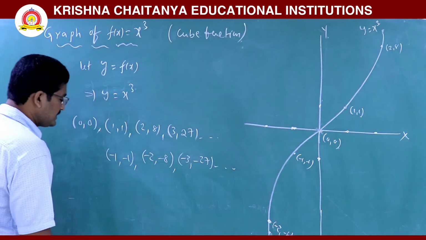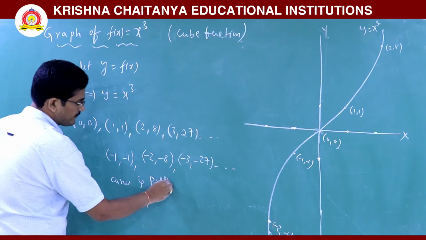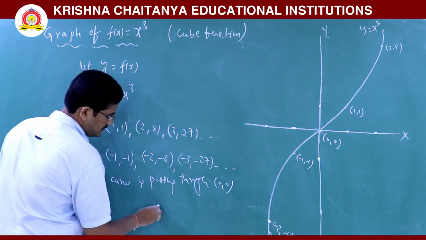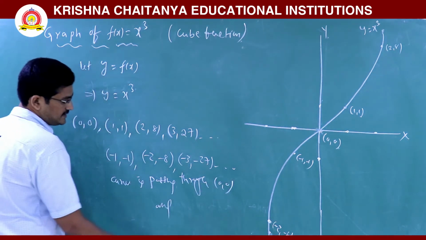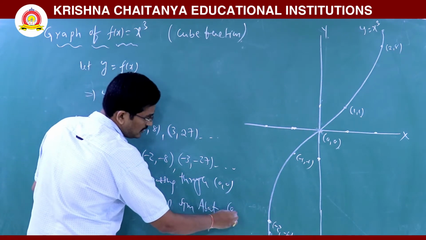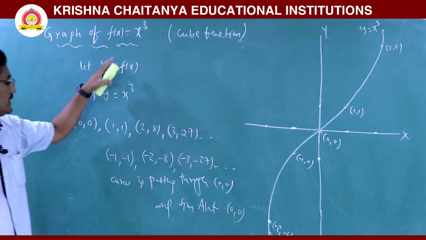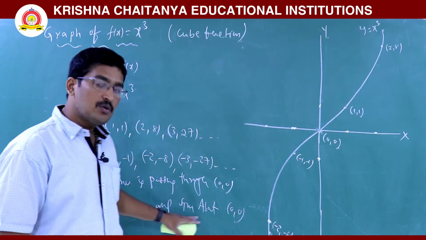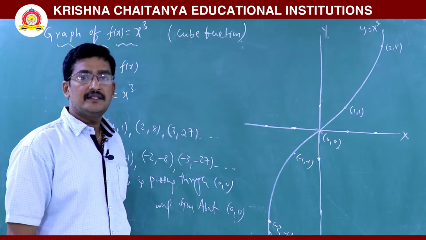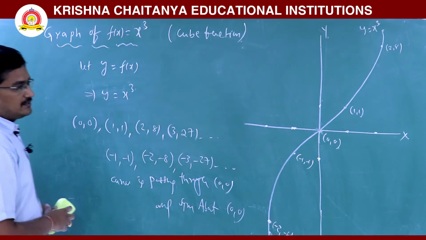So it is clear the curve is passing through origin and symmetric about origin. But y equal to x square is passing through origin and symmetric about y-axis. The square function is symmetric about y-axis. The cube function is symmetric about origin. You have to notice that. Okay, let me explain one more graph.